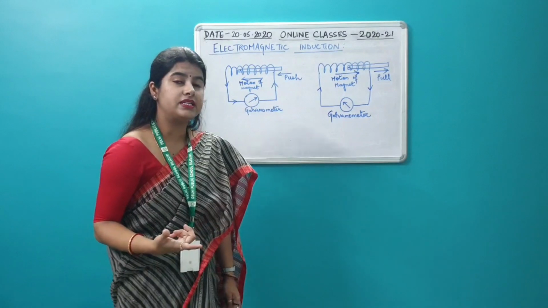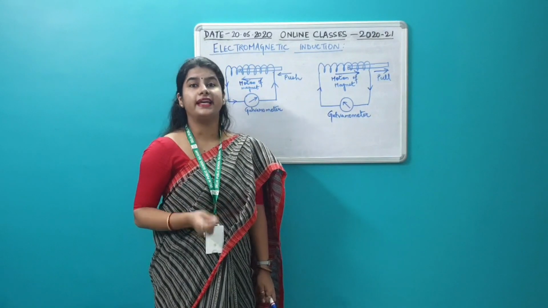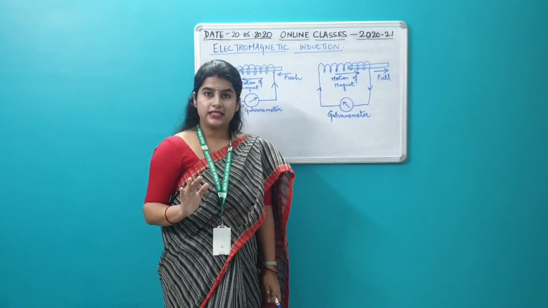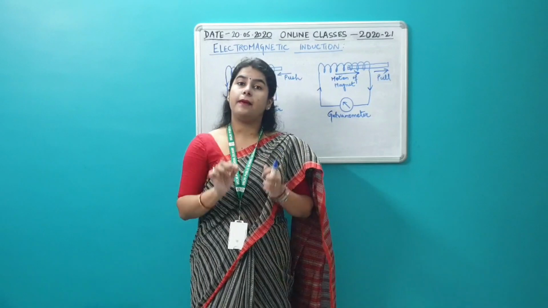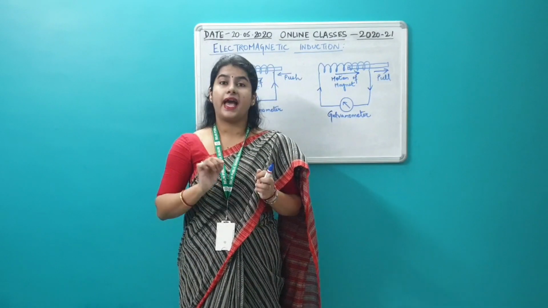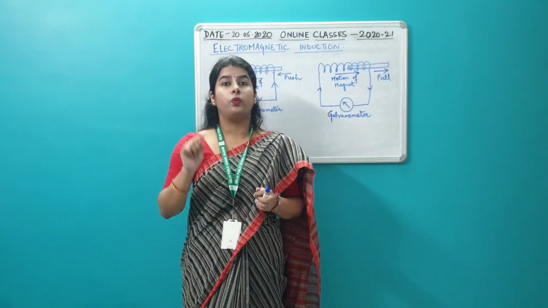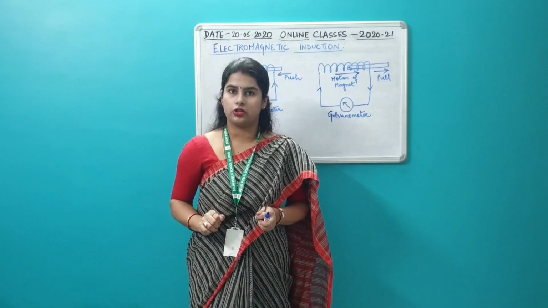Now what is a galvanometer? It's a device which can detect current. Mind it, there is a difference between ammeter and galvanometer. An ammeter will measure the current and a galvanometer will detect whether current is present in the circuit or not.